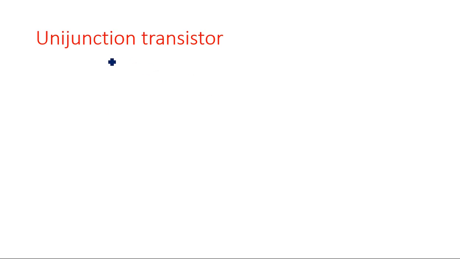Hi everyone, in this video I am going to explain the unijunction transistor. As the name tells, a unijunction transistor has one junction. If you see the structure of a transistor, the unijunction transistor has only one junction, whereas a BJT has two junctions.